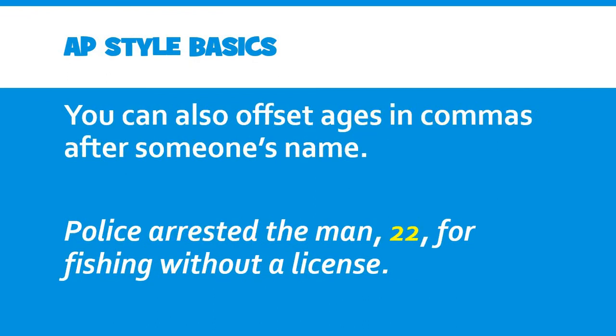You can also offset ages in commas after someone's name if you don't want to deal with it. So for example, we can say, police arrested the man, 22, for fishing without a license. If we do it this way, it's clear to the audience that we're talking about age, so you don't have to say years old.